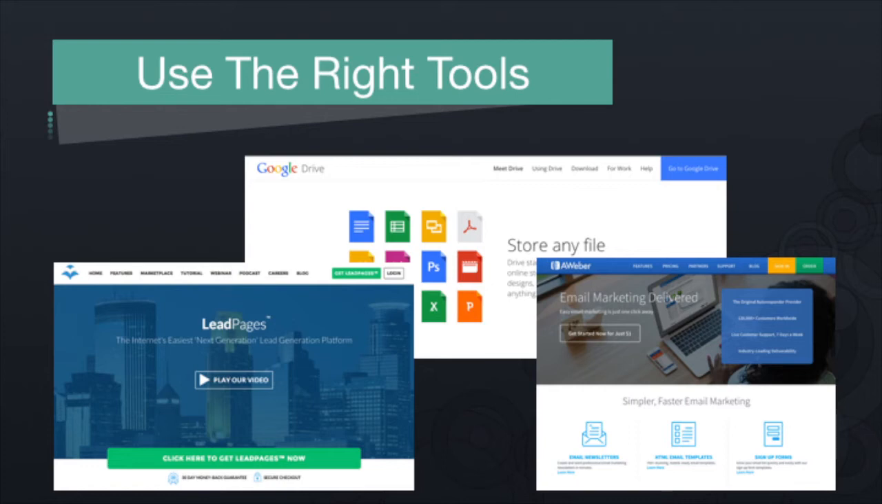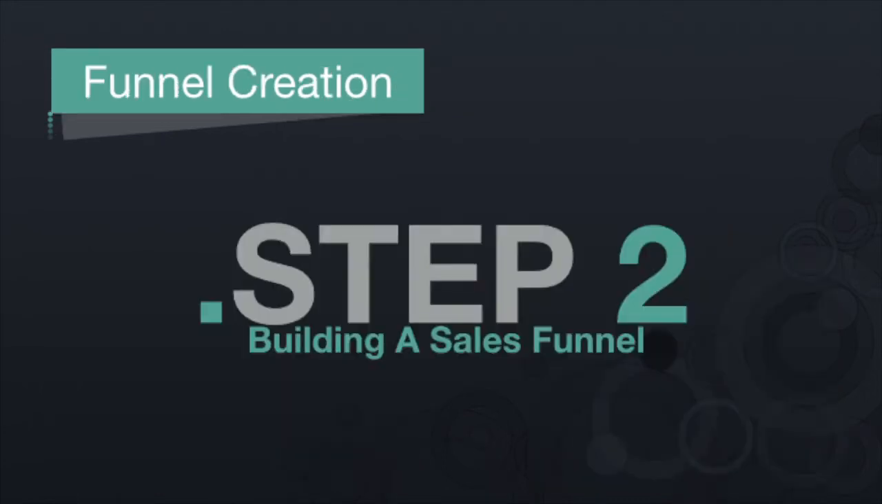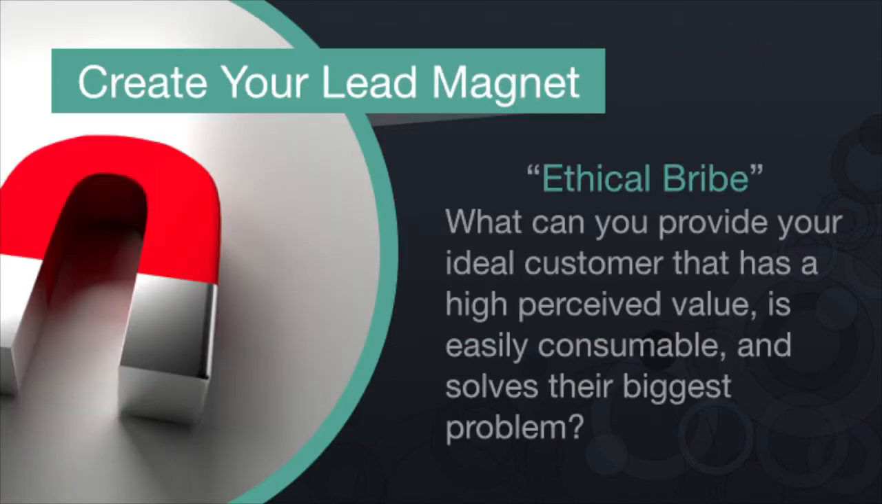So that's it for laying the foundation. We've got everything kind of figured out. We'll move to step 2, where we actually start working on the build. So let's talk about your lead magnet, right? So the first thing you want to do here is create your lead magnet. Now, what is a lead magnet? Essentially, it's an ethical bribe. So what is it that you can provide your ideal customer that has high perceived value, is easily consumable, and really solves their biggest problem?